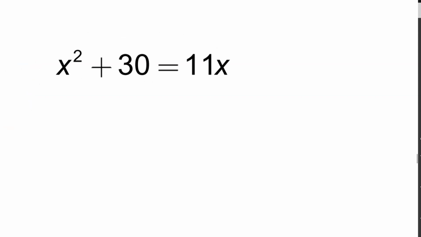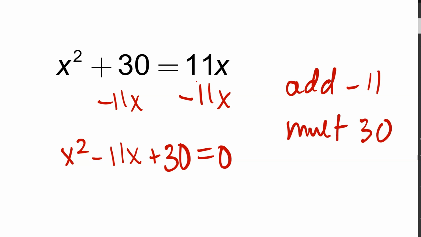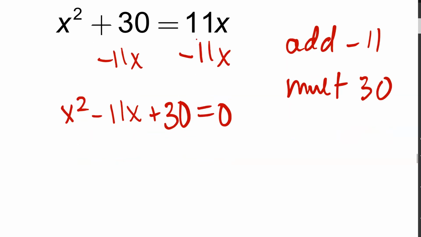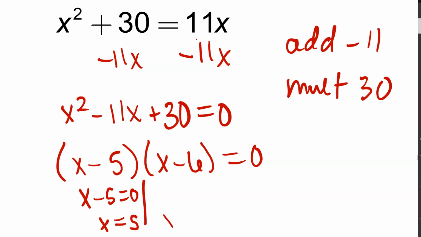So the first thing I need to do is move 11x to the other side. So I have x squared minus 11x plus 30 equals 0. So I'm looking for what adds to negative 11 and multiplies to 30. What do you think it is? Negative 6, negative 5. Because when you add to a negative but multiply to a positive, both of them have to be negative. X minus 5, x minus 6. And then set each of those equal to 0. X equals 5 and x equals 6.